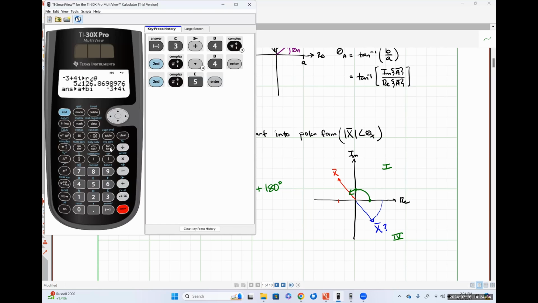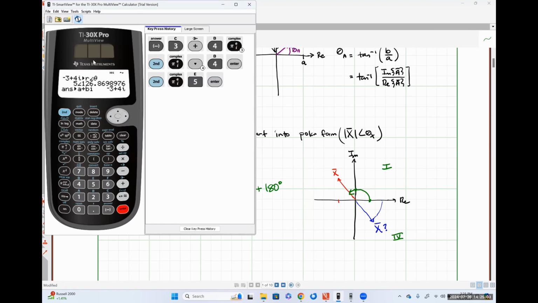For what it's worth, these TI calculators come set to give you answers in rectangular form by default. The majority of the time, we are going to be asked to express answers in polar form, because polar form is what is traditionally used to express voltages and currents.